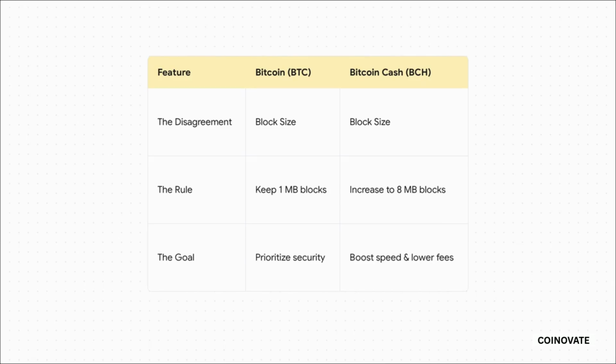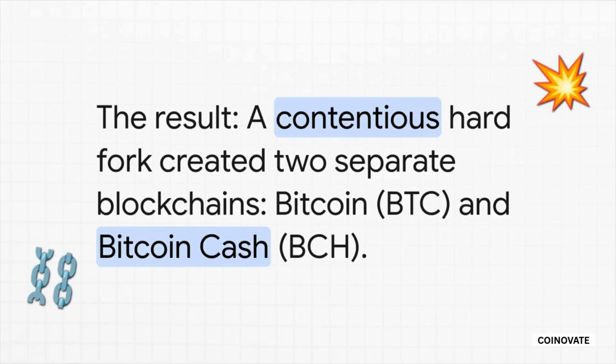On one side, you had the camp that wanted to keep Bitcoin small, 1 megabyte blocks. Their argument was that this was absolutely essential for security and keeping the network decentralized. But on the other side, you had a group pushing to increase the block size all the way to 8 megabytes. Their goal? To process way more transactions, which would boost speed and slash those pesky fees. And guess what? Neither side was willing to back down, not an inch.